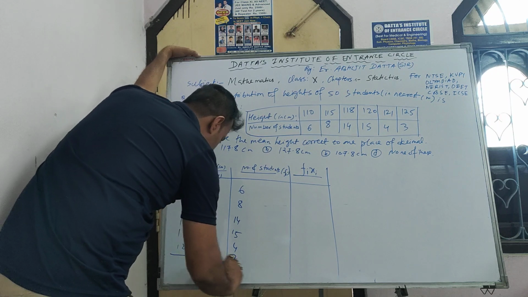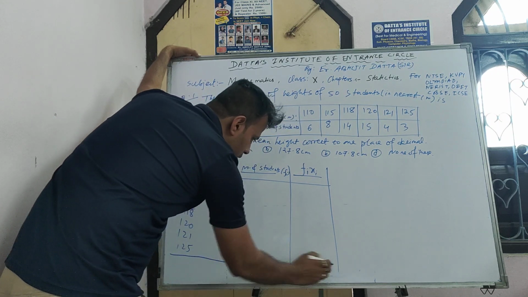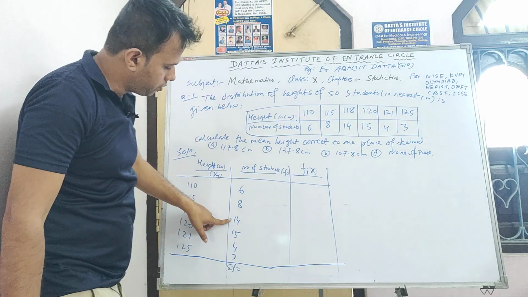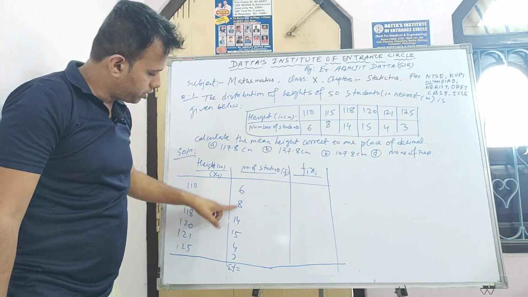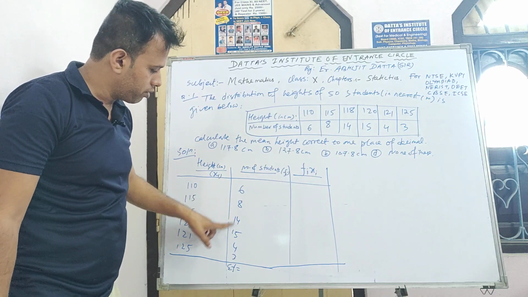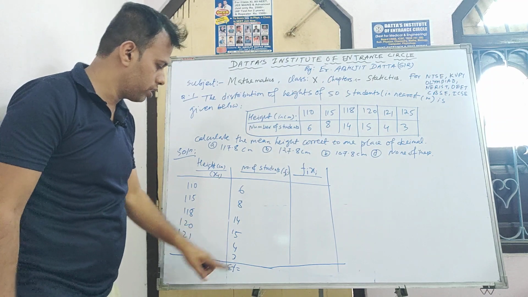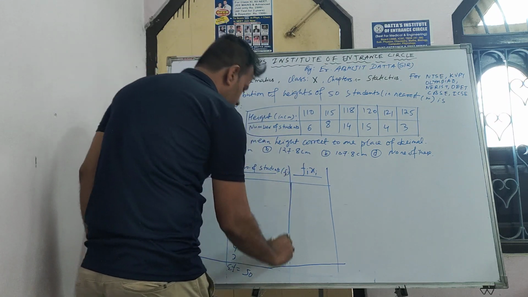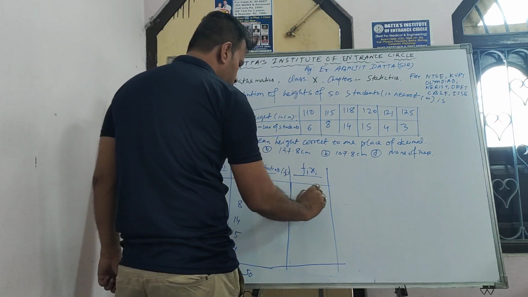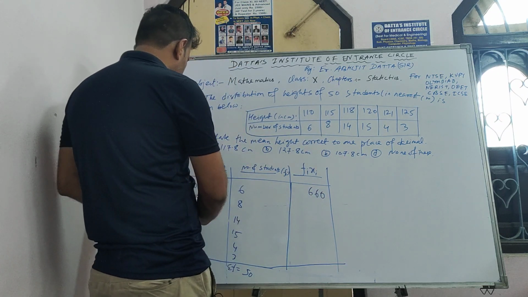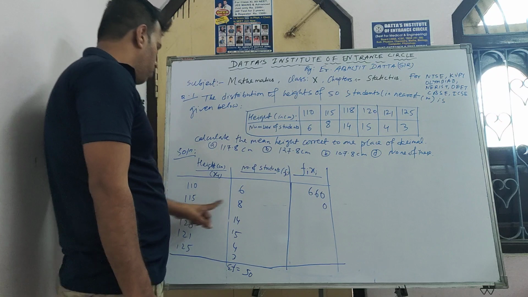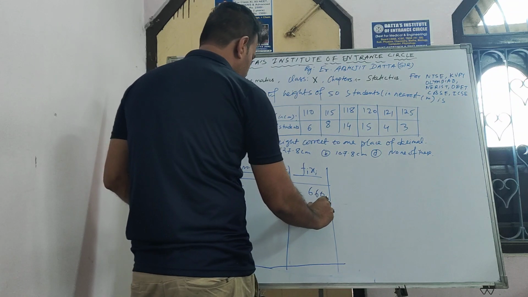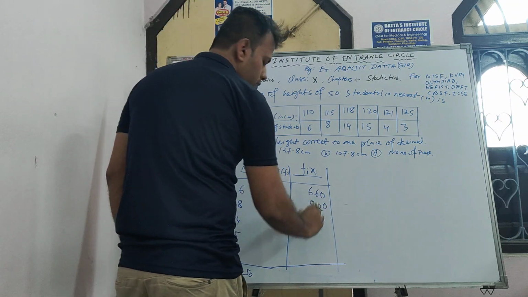So now we calculate the sum of all frequencies, or total number of students. The total number of students will be what? 20 plus 8, 28, and 15 is 43, and 7, 50. This one is 50. Now we have to multiply these. If I multiply this by this, it will be 660. If I multiply this, it will be 920, 14 times 8 plus 4 is 12 and 8, so 820.